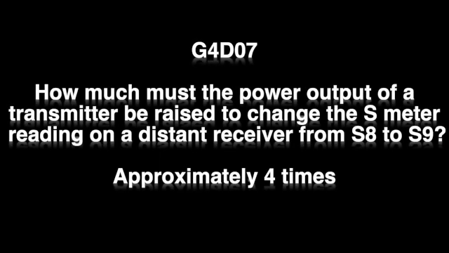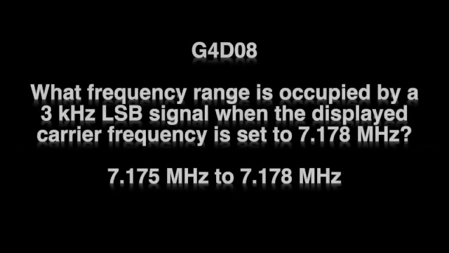G4D07. How much must the power output of a transmitter be raised to change the S-meter reading on a distant receiver from S8 to S9? Approximately 4 times. G4D08. What frequency range is occupied by a 3 kHz LSB signal when the displayed carrier frequency is set to 7.178 MHz? 7.175 MHz to 7.178 MHz.